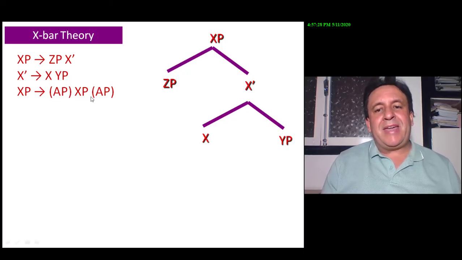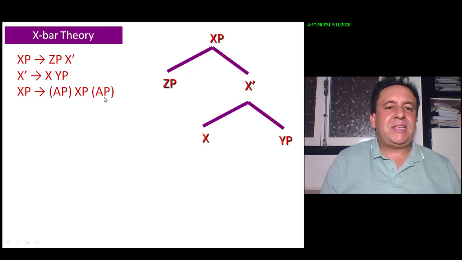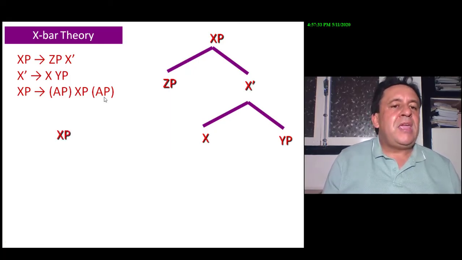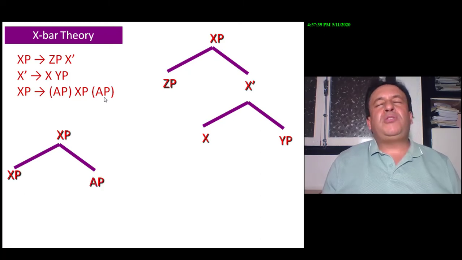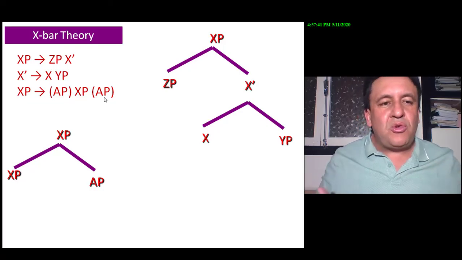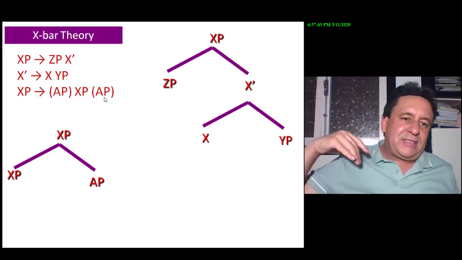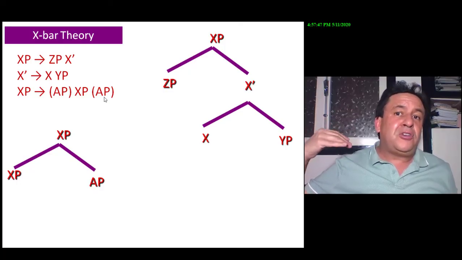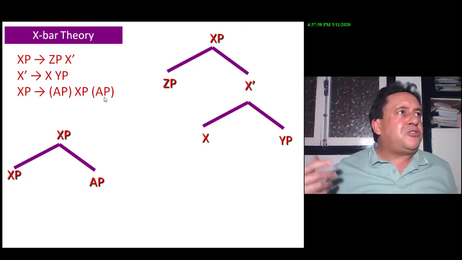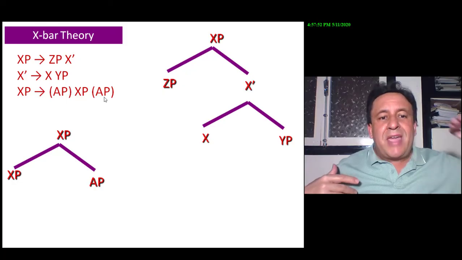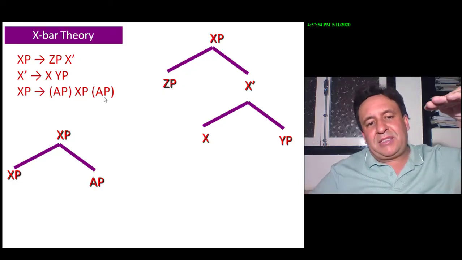XP, AP. What is this? What do we mean by that? XP rewrites as XP, AP. By this rule, we would like to make sure that we can adjoin something to the level of XP. I have already talked about adjunction. So we would like to make sure that adjunction can be done to the XP level as well as to the X bar level.